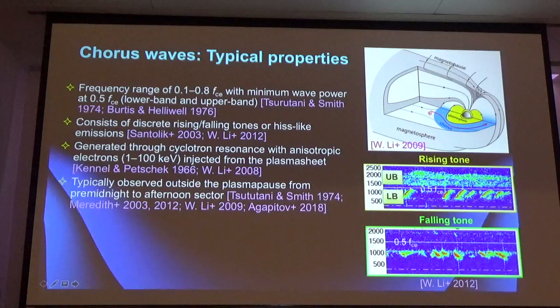Then let's talk about chorus waves, which are one of my favorite waves. They have a frequency between 0.1 and 0.8 of the electron gyro frequency. Interestingly, they often have minimum power at half of the electron cyclotron frequency, so they typically occur in a lower band and an upper band. They also consist of discrete rising tones or sometimes falling tones. Those waves are known to be generated by the anisotropic distribution of electrons, and because of that, they're typically observed outside the plasmapause, from the pre-midnight sector to the noon sector.